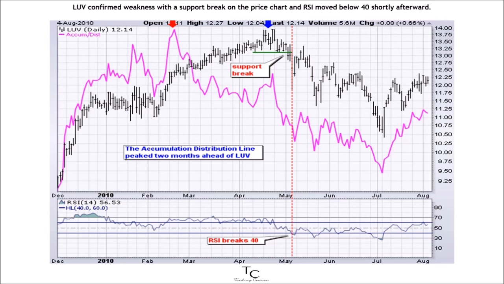LUV confirmed weakness with a support break on the price chart, and RSI moved below 40 shortly afterward. RSI often trades in bull zones, 40 to 80, and bear zones, 20 to 60. RSI held in the bull zone until early May and then moved into a bear zone.